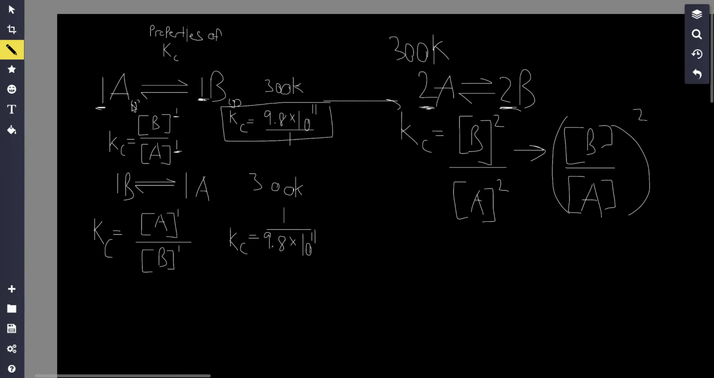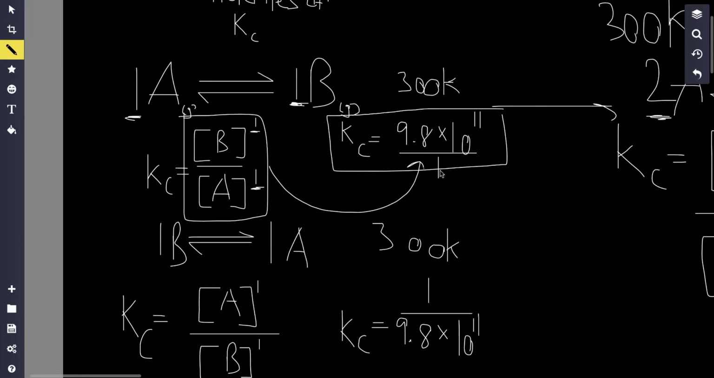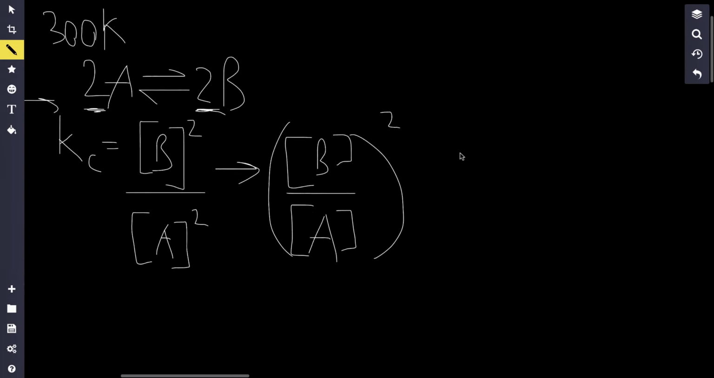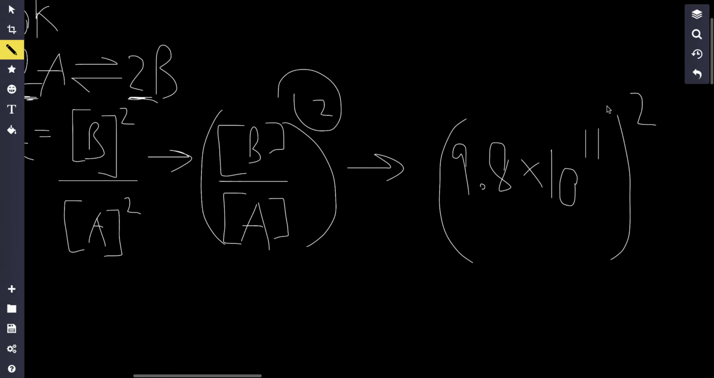We do know what the concentration of B over the concentration of A is equal to. That's equal to 9.8 times 10 to the 11th power. So I could just substitute that in there: 9.8 times 10 to the 11th, to the second power, right? Because we have the square on the outside.